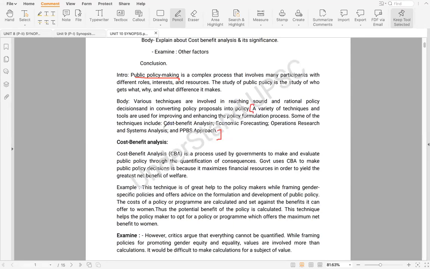Some of the techniques include cost benefit analysis, economic forecasting, operations research and systems analysis, and the PPBS approach. This is the programming, planning, budgeting system technique. Cost benefit analysis is the main demand, so we'll directly hit on that.